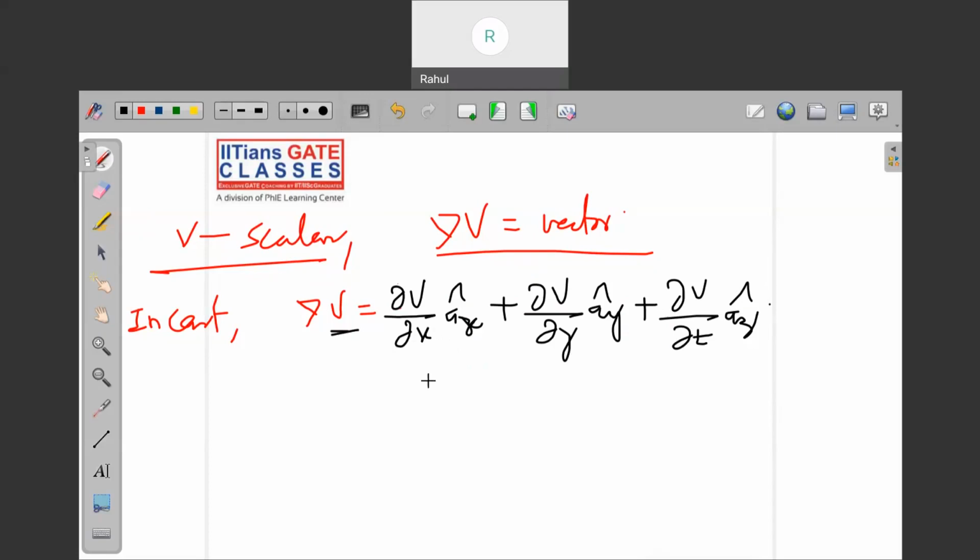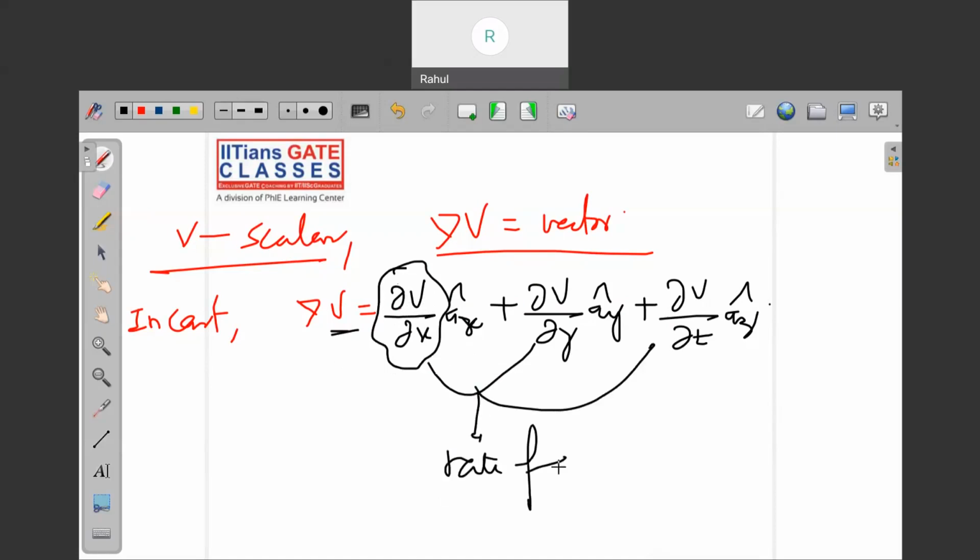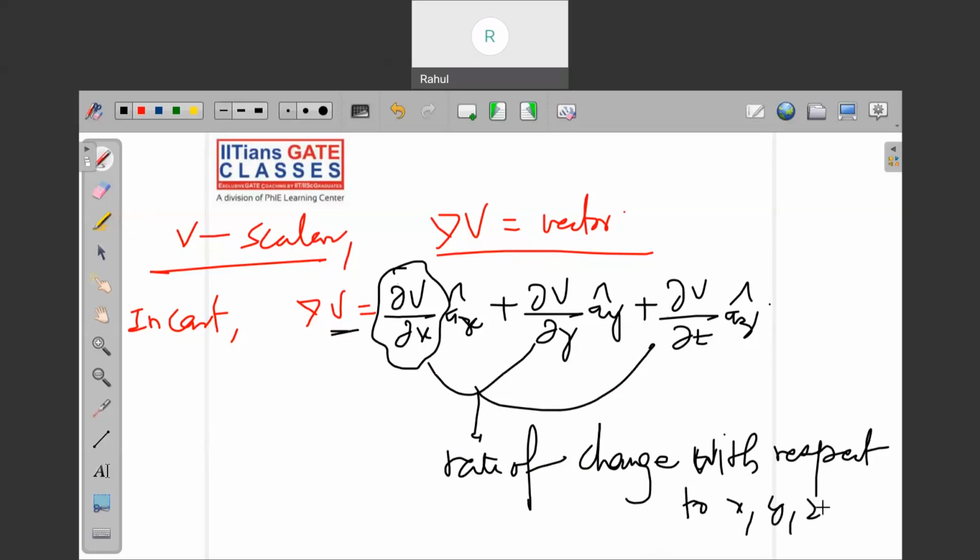And gradient means the slope, simple. And these terms, dou V by dou x and so on, represent the rate of change of this scalar potential. What does it represent? The rate of change with respect to x, y, and z.